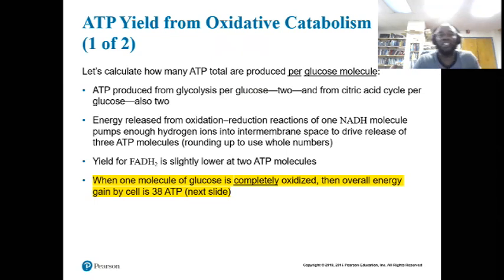So how many ATP do we get from oxidative catabolism? This is what I really want you to know. From glycolysis, 2, citric acid cycle, 2. The energy release from oxidation-reduction reactions of one NADH molecule pumps enough hydrogen ions into the intermembrane space to drive the release of 3 ATP molecules. The FADH2 is slightly lower at 2 ATP molecules, but when one molecule of glucose is completely oxidized, the overall gain is 38 ATP.